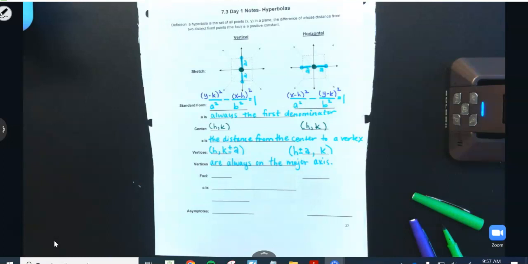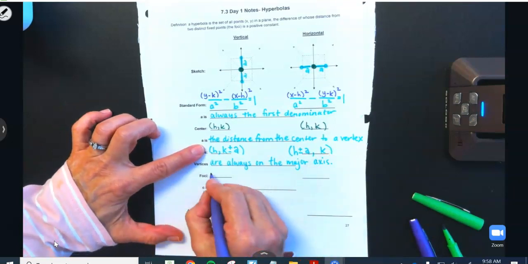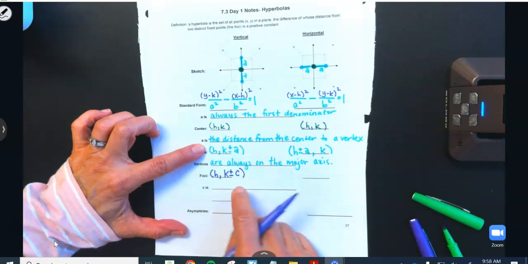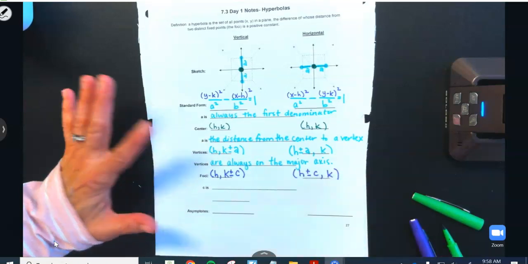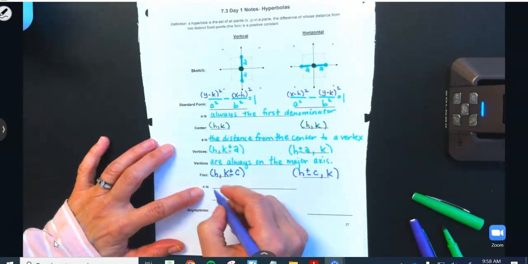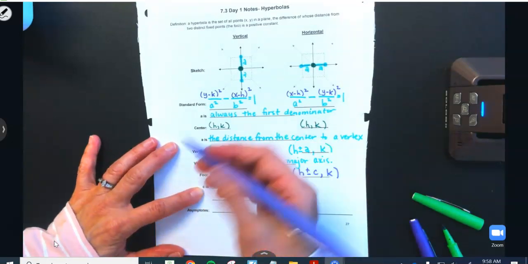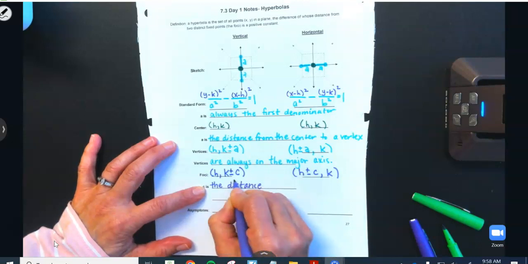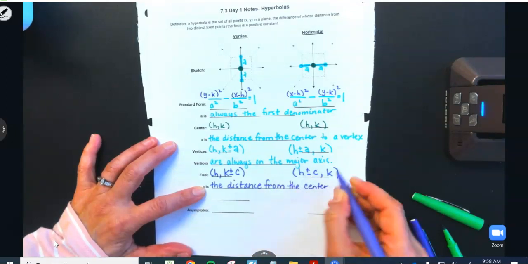All right, foci, A squared, B squared, C squared. There's foci. The foci are inside the branches. So the foci are going to have the same behavior that we wrote right here, but it's just going to have a C. So the foci are going to be up and down C values for a vertical, and then left and right for a horizontal. And remember, the C value almost looks like the distance from the center to a vertex, but we're going to write the distance from the center to a focus.